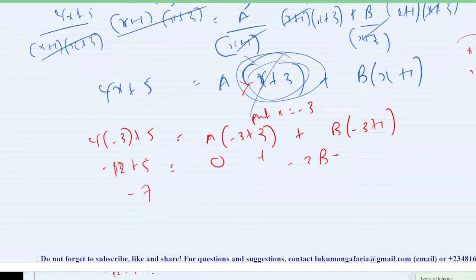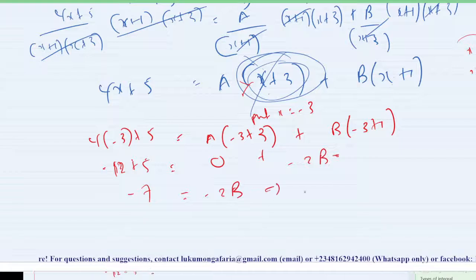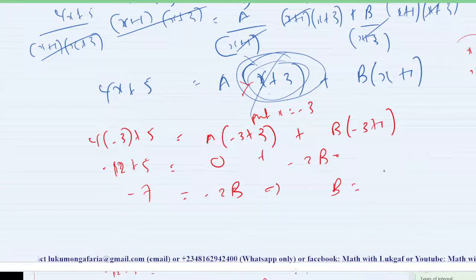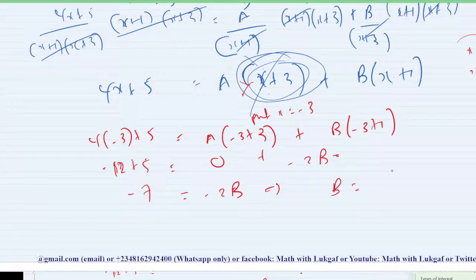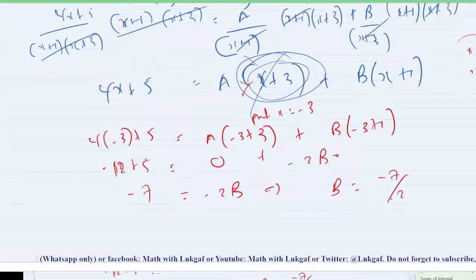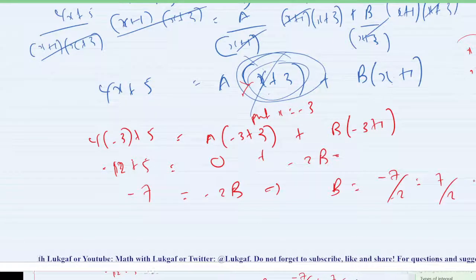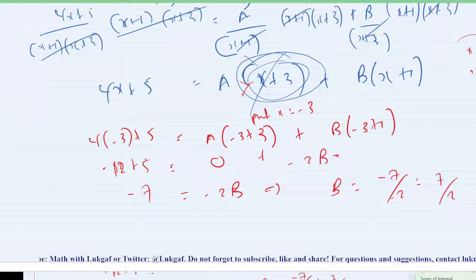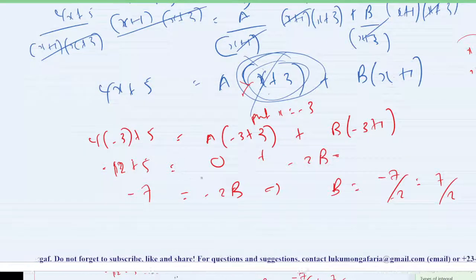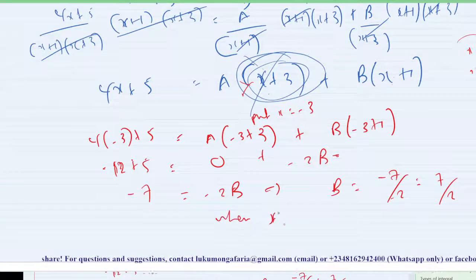So then I have what? Minus 2b, which implies that b is equal to 7 over 2. Am I correct? Minus 7 over minus 2 is equal to 7 over 2. So hope we didn't make any mistake. Okay.